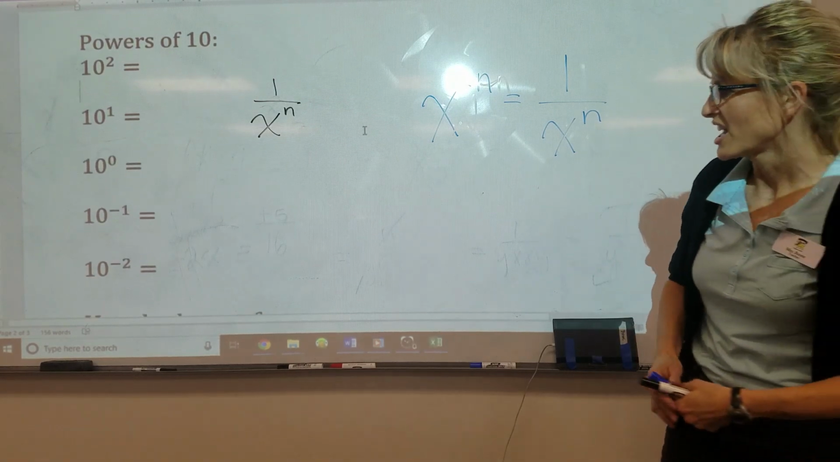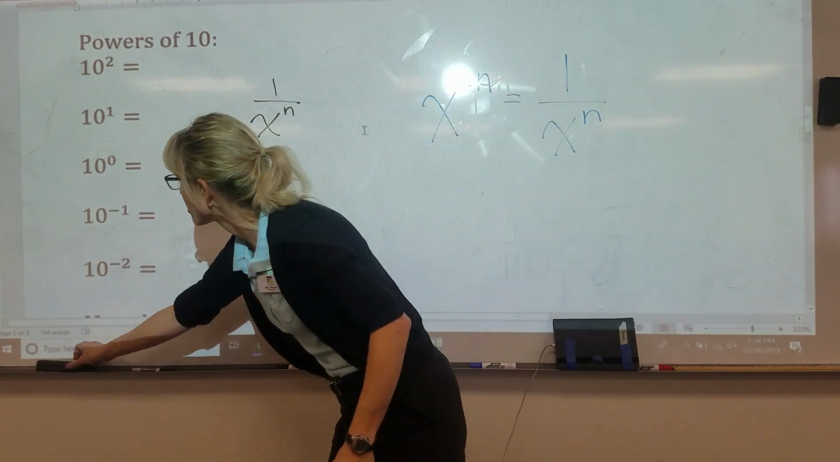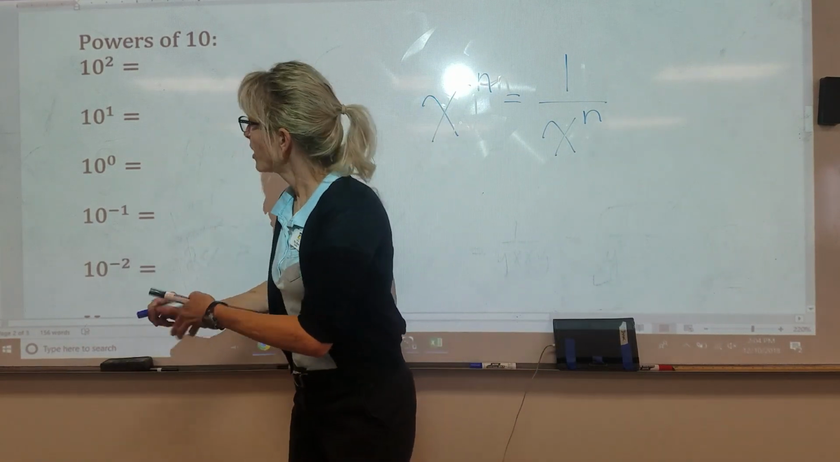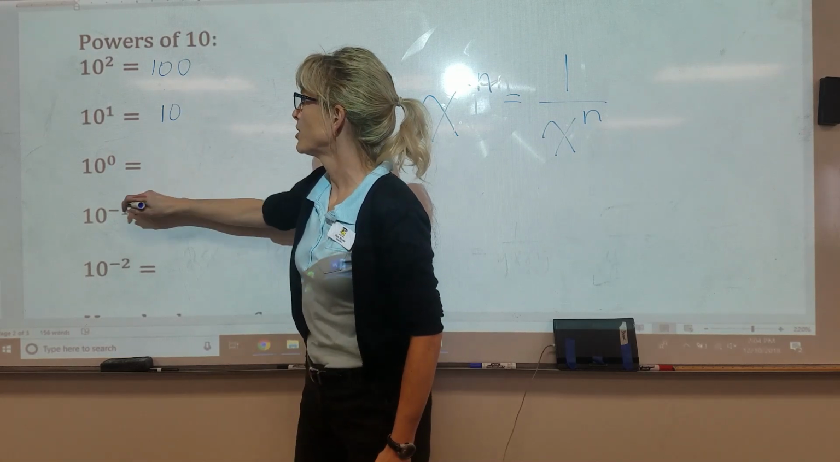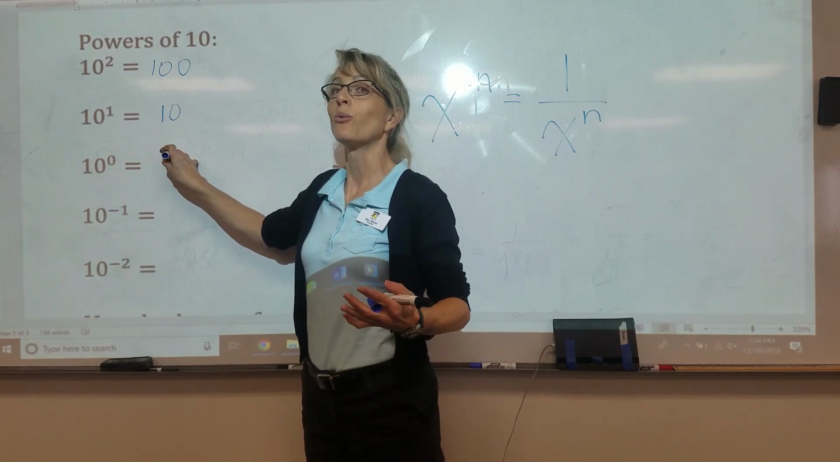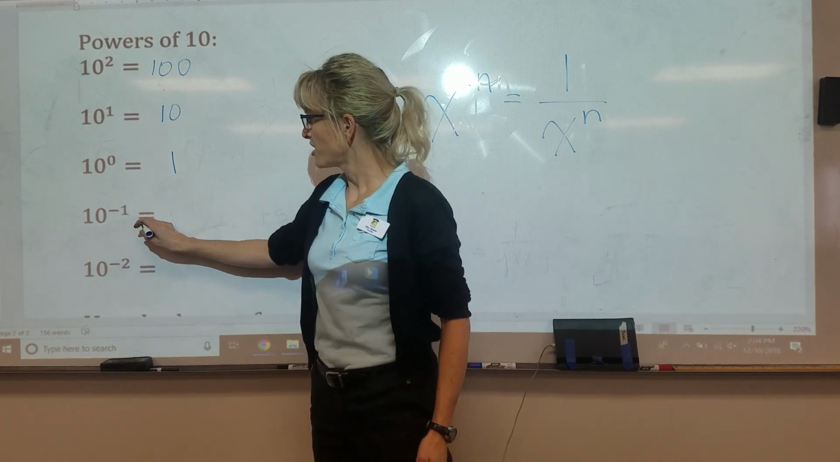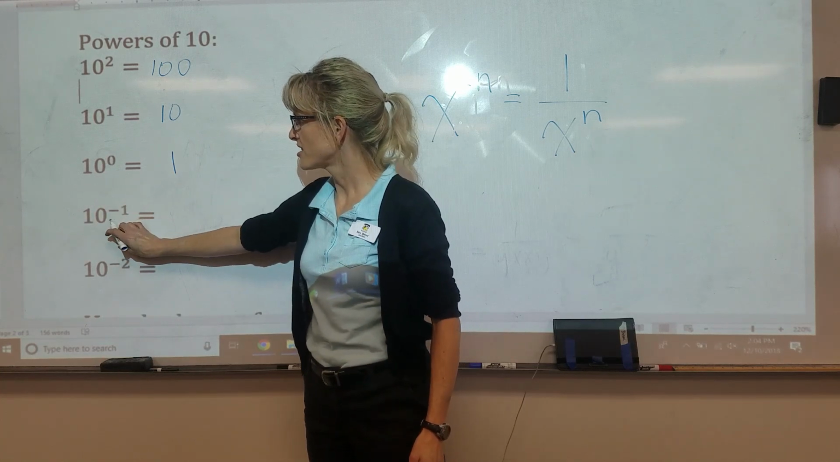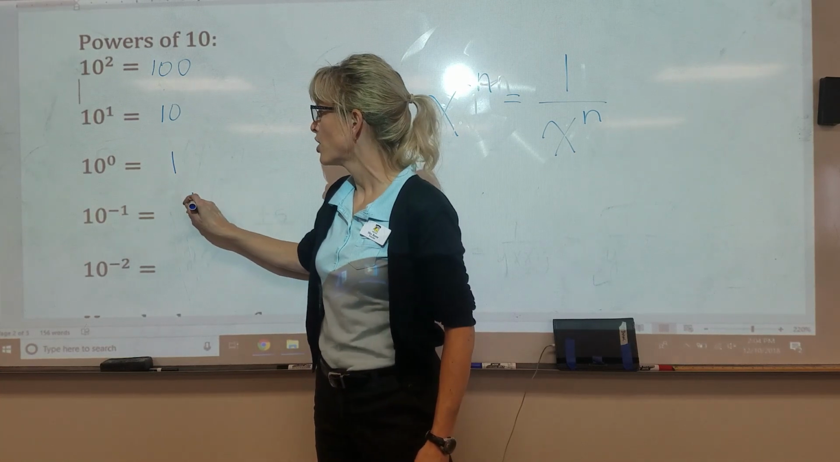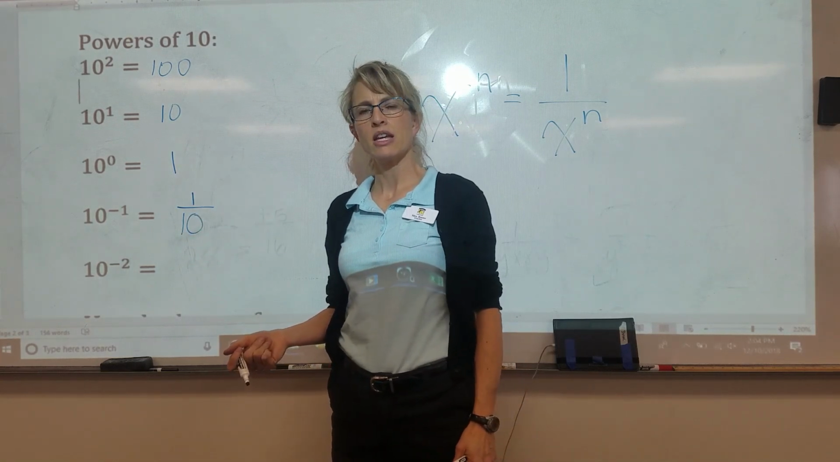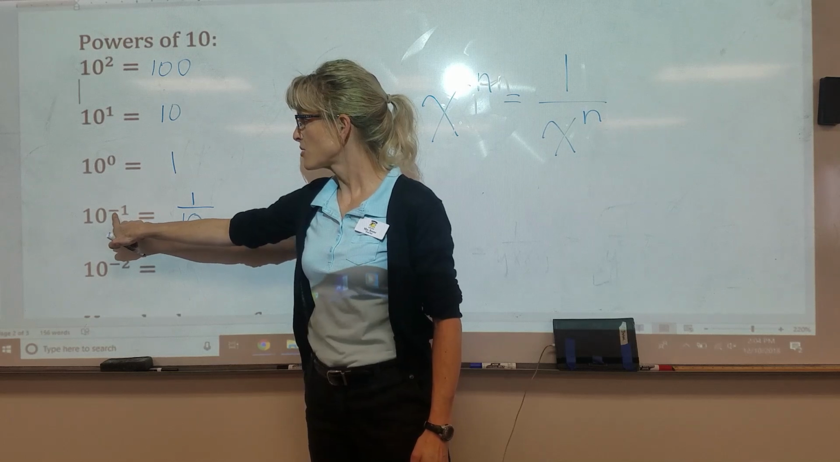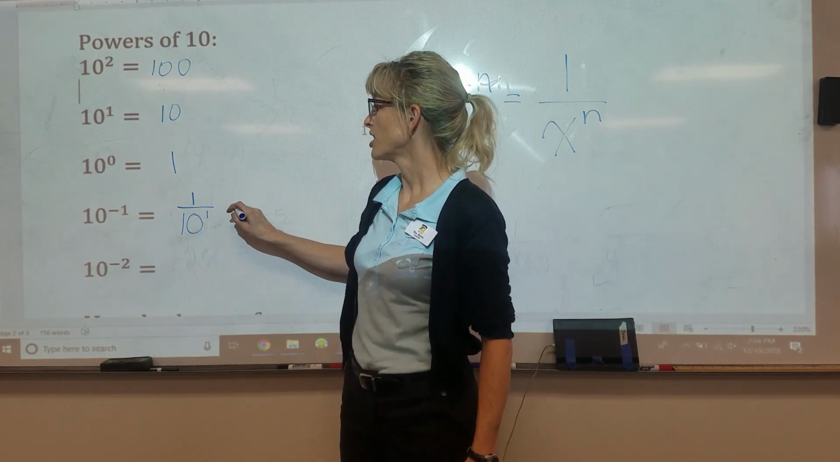Let's look at powers of 10 and understand how these negative exponents really work. We know that 10 squared is 10 times 10, or 100. We know that 10 to the 1 is 10. We know that 10 to the 0 is 1. Now with our new law, if the exponent is negative, we write it in the denominator, and the exponent changes sign. So really this is 1/10.